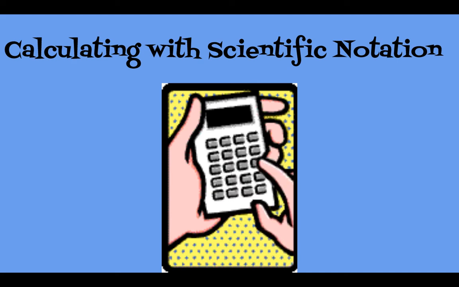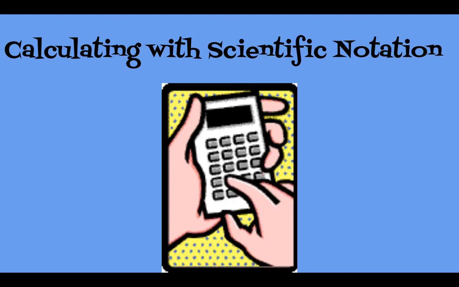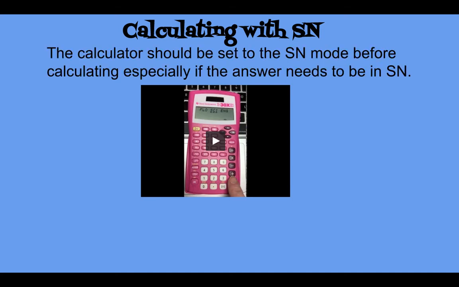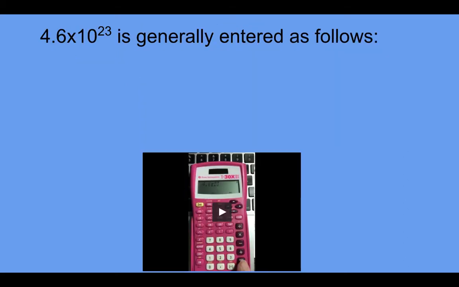Okay, so today we're going to talk about calculating with scientific notation. One of the first things you're going to want to do is set your calculator so that it's in scientific notation mode. The reason you want to do this is because the screen might not be big enough to hold all those zeros. If you want your answer in scientific notation but it's small enough to show on the screen, then it won't be in scientific notation mode. So just get to the point where you know how to put it in and take it out of scientific notation mode.